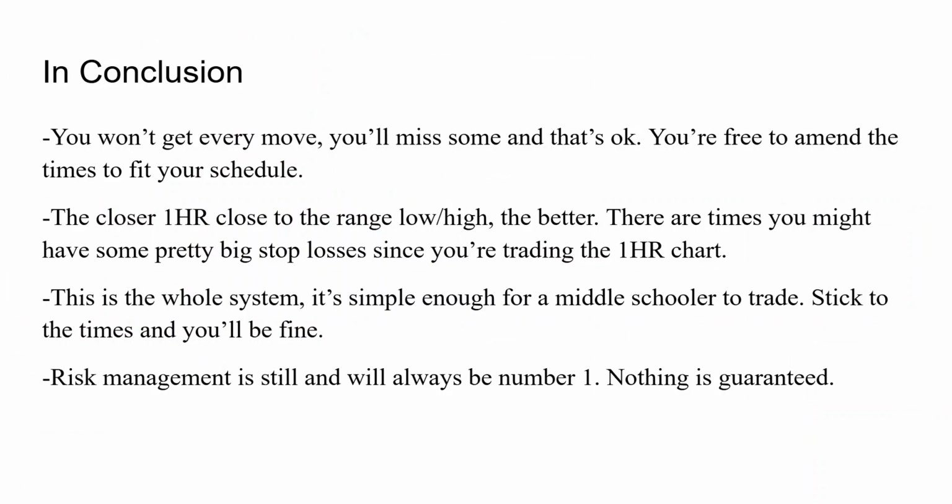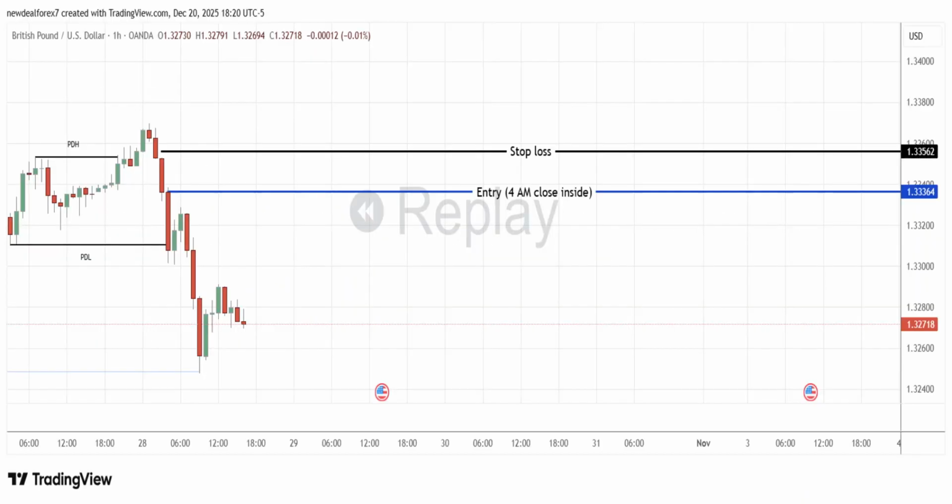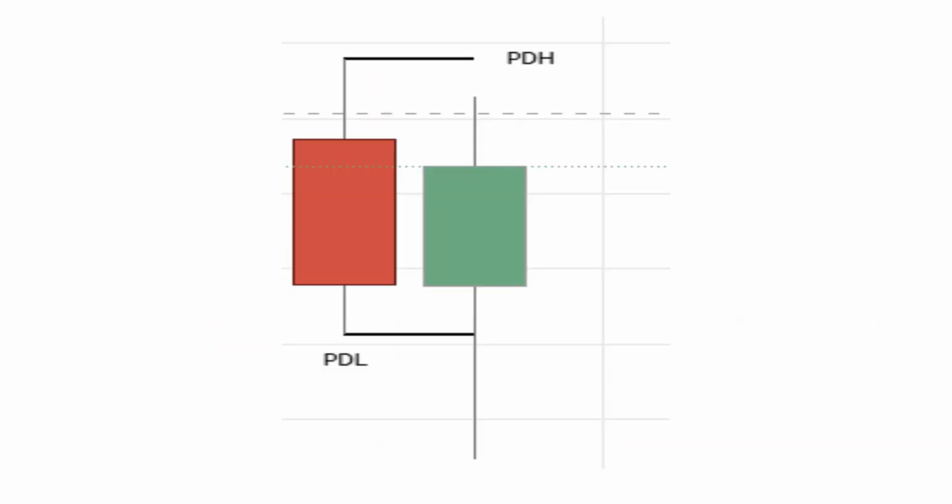This is the whole system, though. Like I said, it's simple enough for a middle schooler to trade. If you stick to the times that I've given you and the layout that I've given you, you will be fine. But at the end of the day, risk management is still number one because nothing's guaranteed. You can and will lose some of these trades. You may over leverage. You may take lot sizes too big, and price might go against you and blow your account. So that's why I say be careful with your entries.